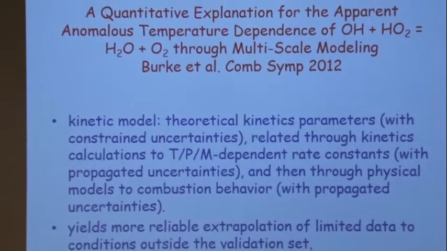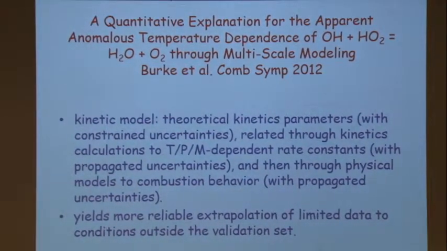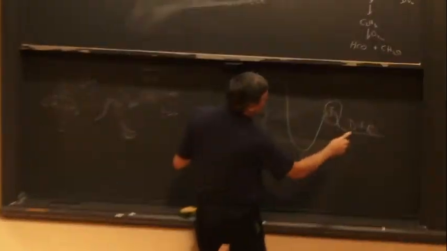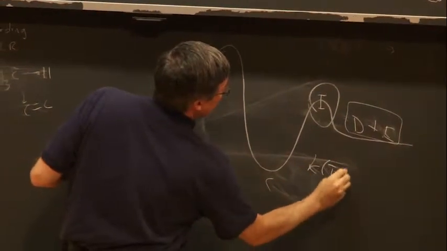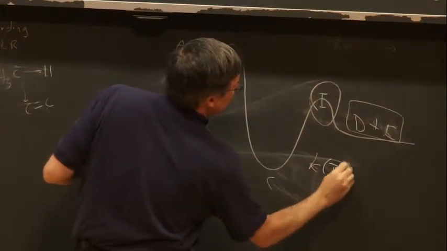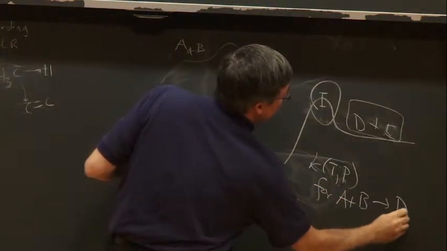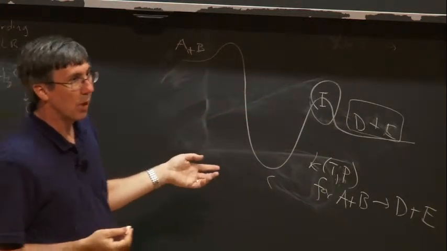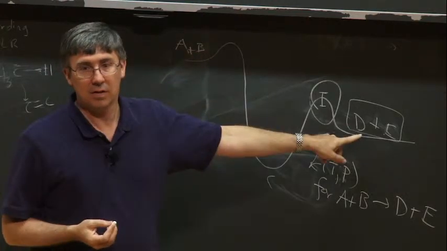Here we go. So Burke's idea here to try to vary these parameters is very helpful for extrapolation. So if I want to predict D plus E, I'm trying to predict the k of T, P for A plus B goes to D plus E. If I only care about it at one temperature and pressure, I could just adjust the A factor and make it fit.